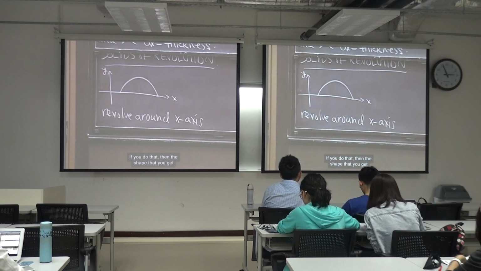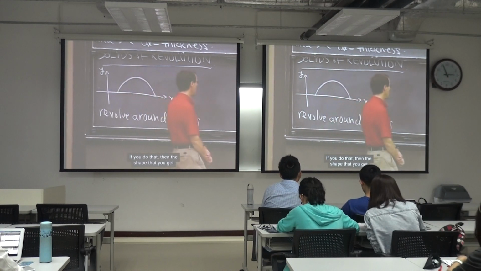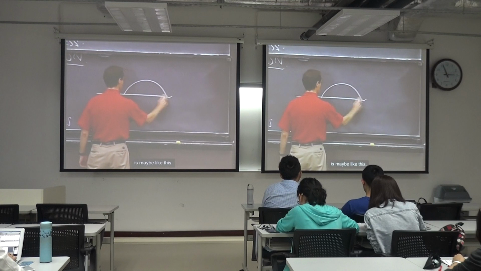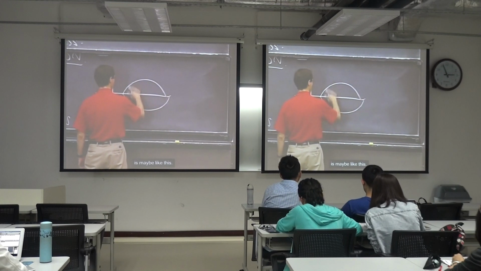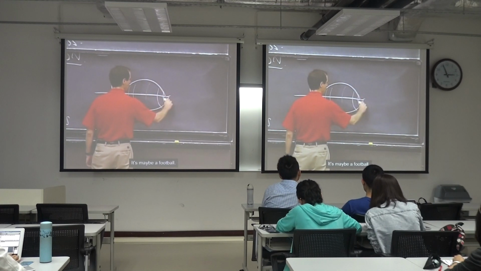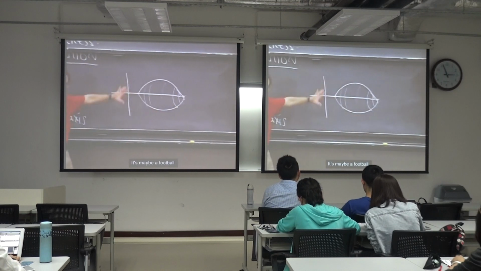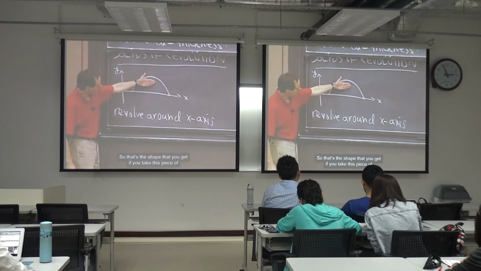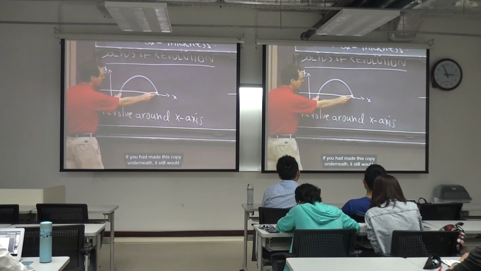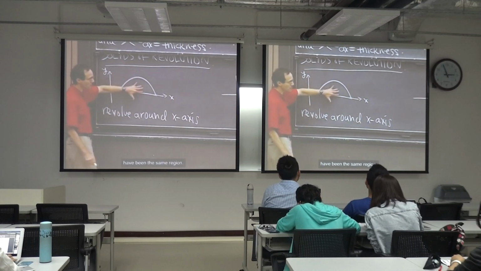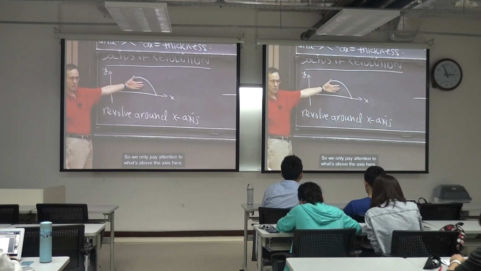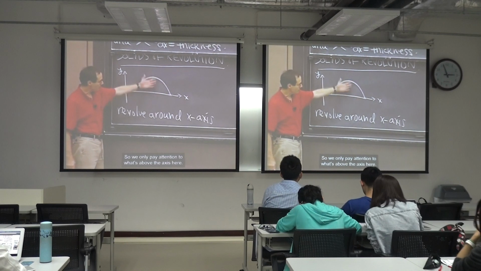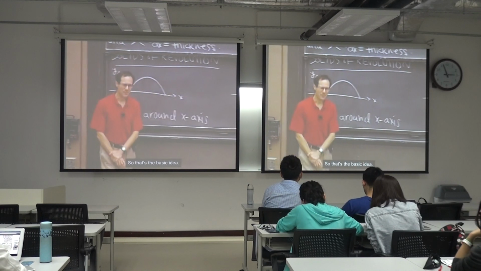If you do that, then the shape that you get is maybe like this. If I can draw it a little bit, it's maybe a football. All right, so that's the shape that you get if you take this piece of disc and you revolve it around. If you had made this copy underneath, it still would have been the same region. So we only pay attention to what's above the axis here. All right? So that's the basic idea.